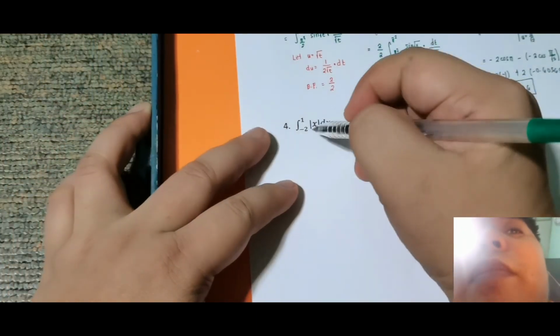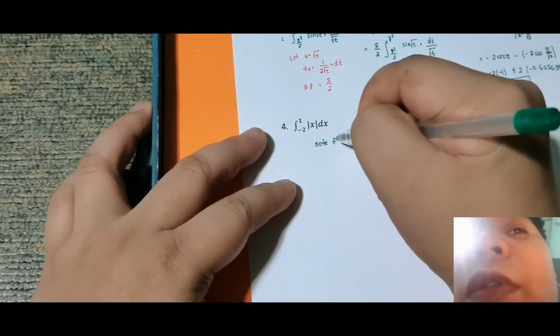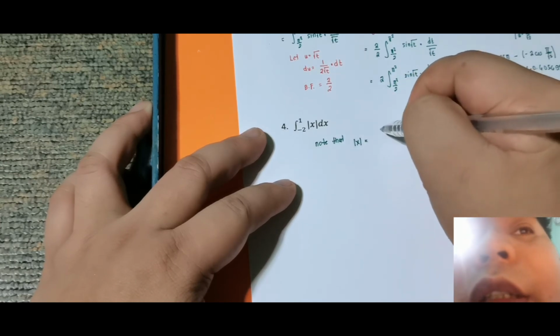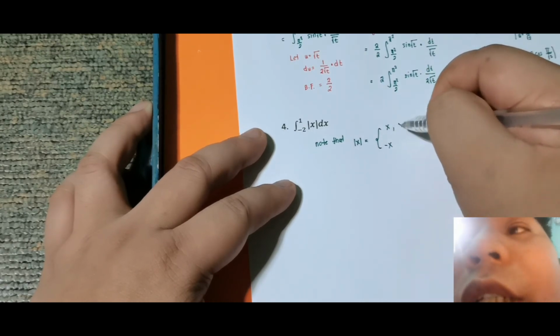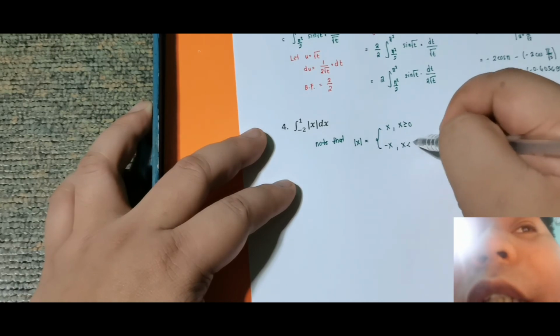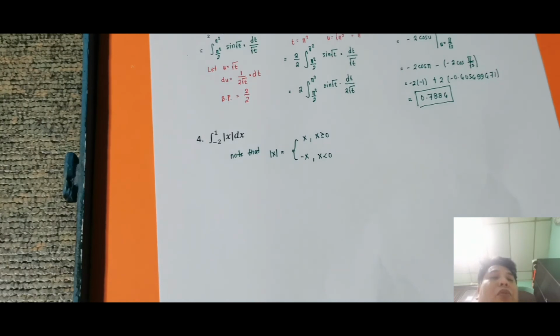So, recall natin, or I don't know kung alam nyo. So, note that the absolute value of x is equal sa piecewise function defined by negative x and x. So that is x whenever x is greater than or equal to 0. That is negative x whenever x is less than 0. Okay? So meaning, dalawa siyang value. So positive x siya pag positive sa x or 0. Negative x siya pag negative x. So meaning, ano ibig sabihin?